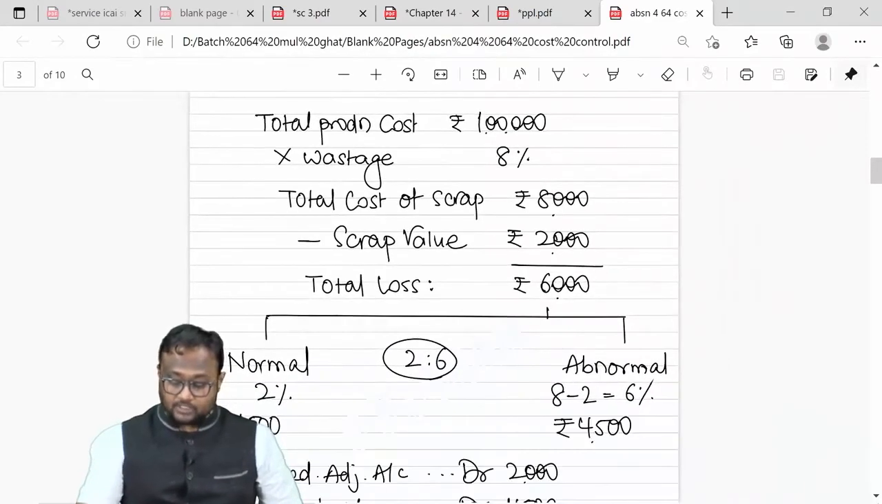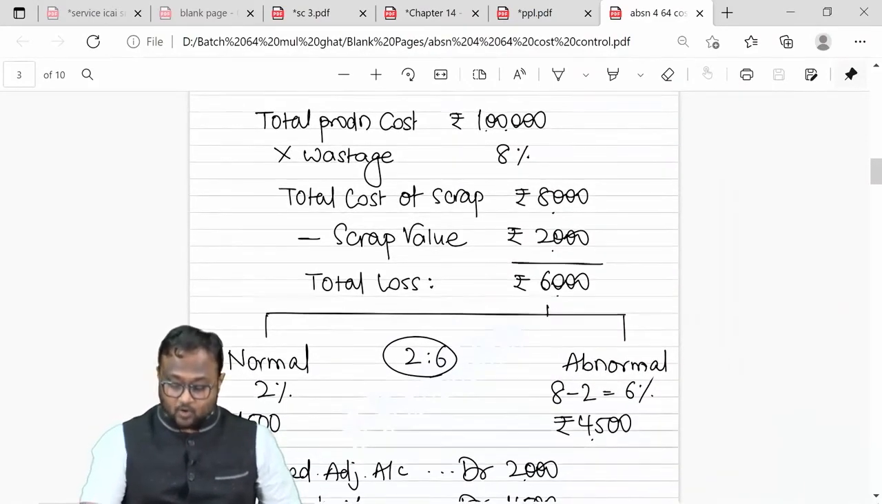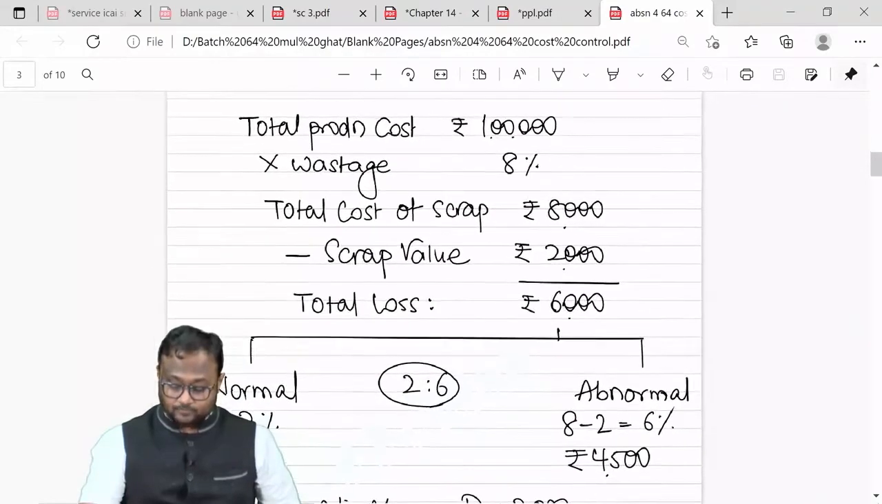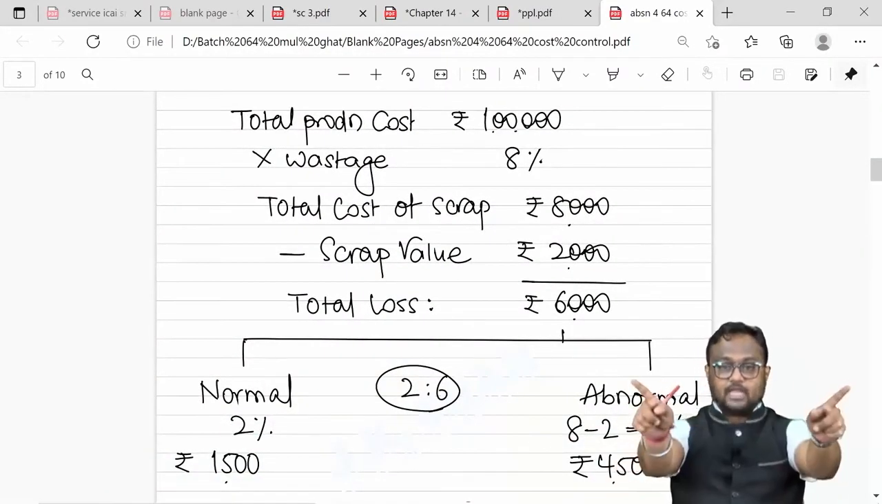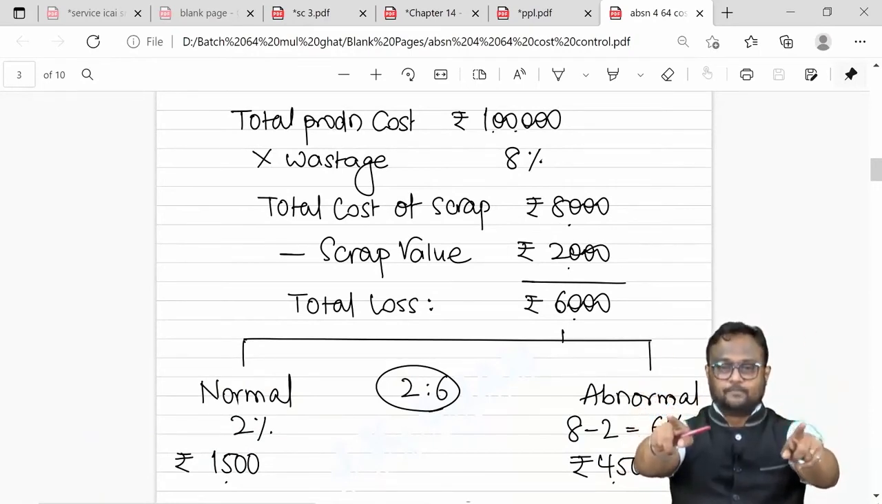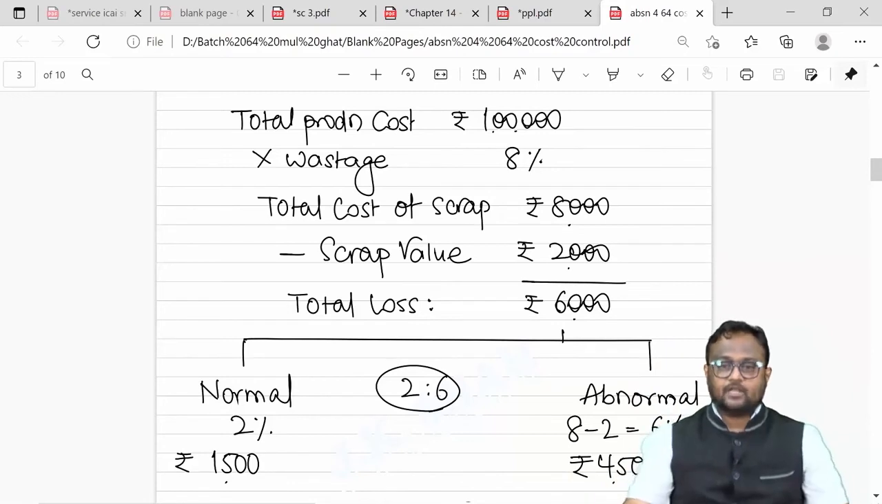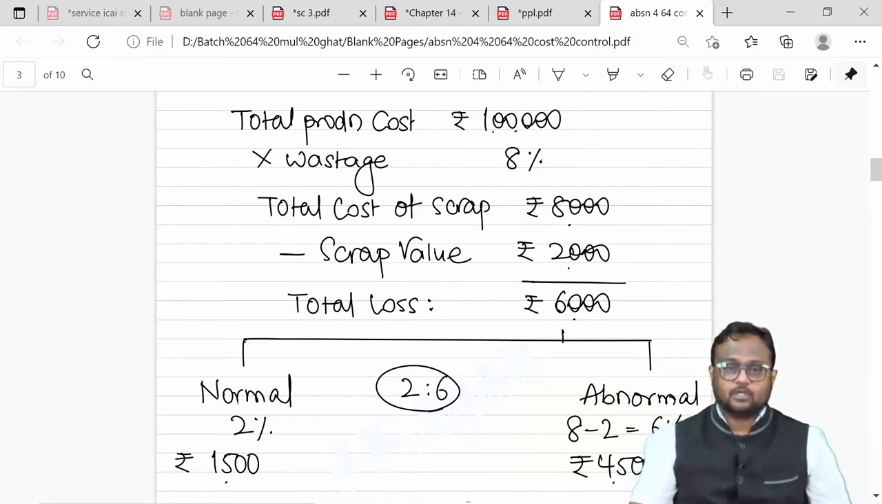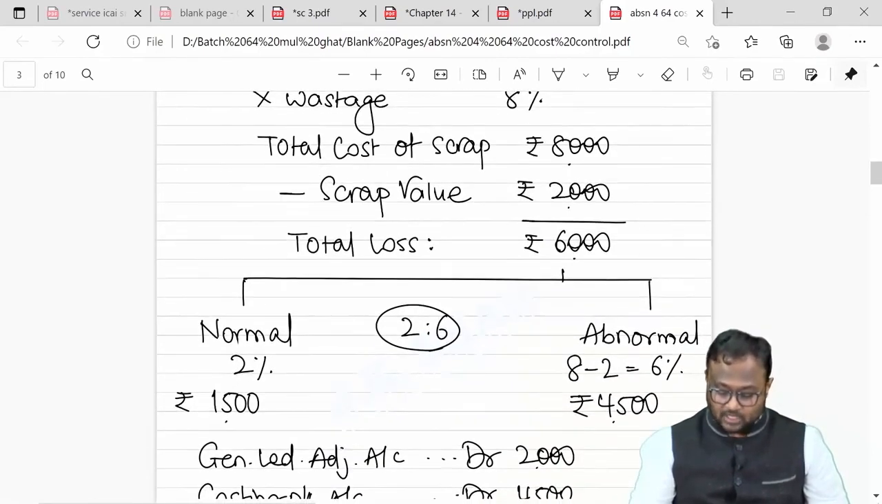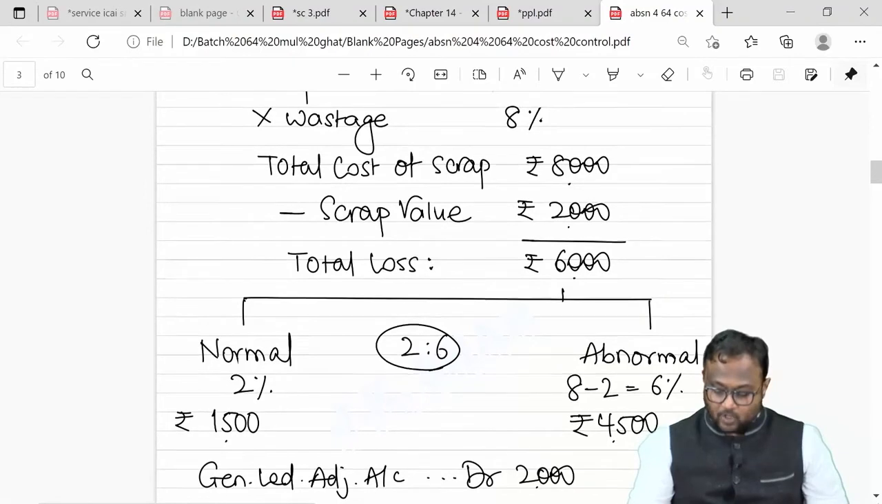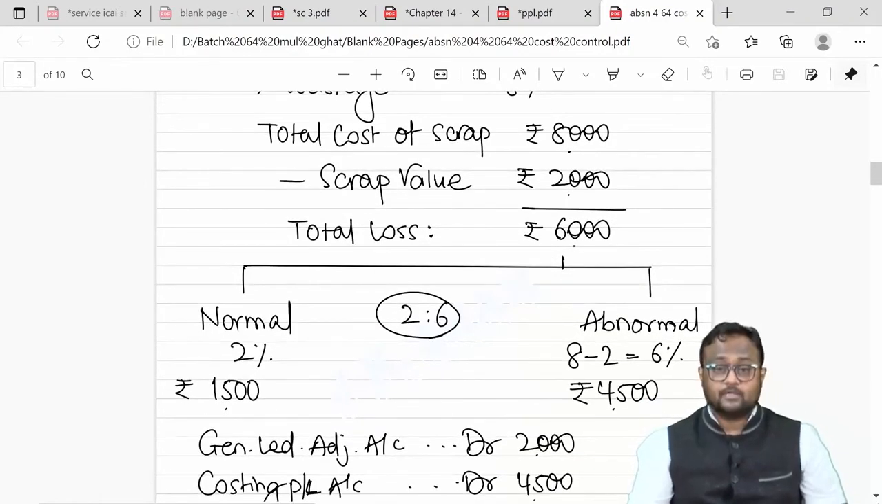Since balance 6% was abnormal, the entire quantity was split in the ratio 2:6. So loss of 6,000 is split as normal and abnormal in the ratio 2:6, that is 1:3. And 1,500 and 4,500 was the normal loss and abnormal loss respectively. And the entry for receiving cash, GLA debit 2,000. For abnormal loss 4,500, costing P&L debit.